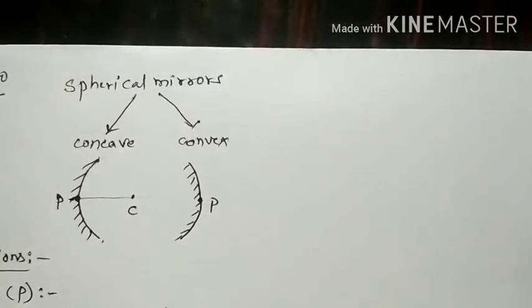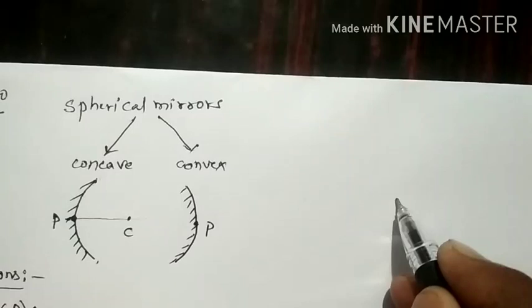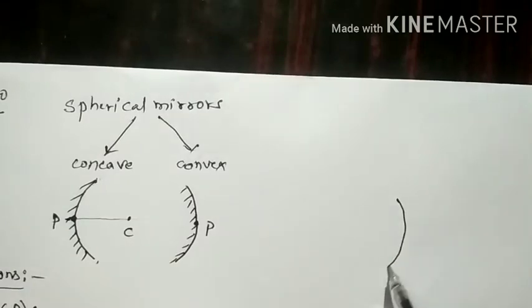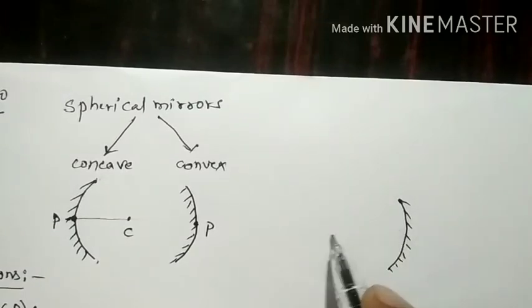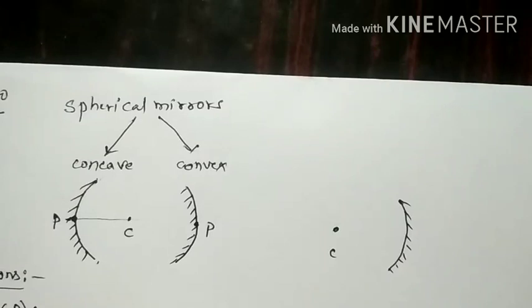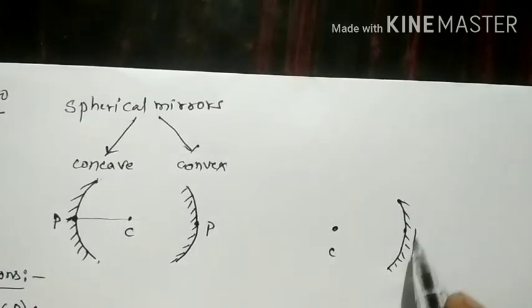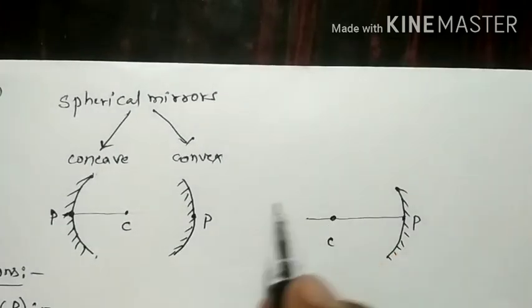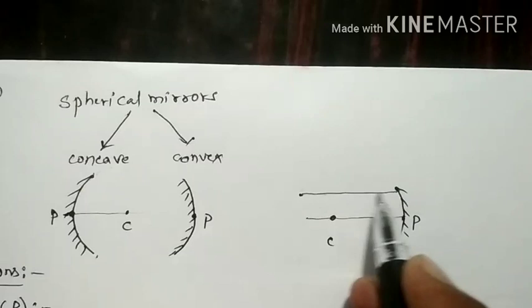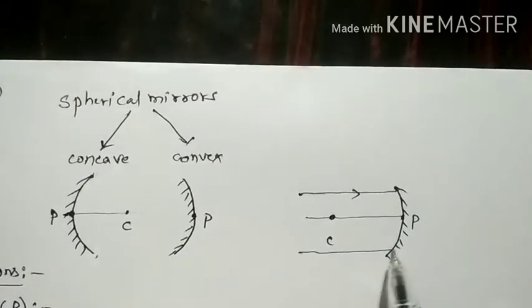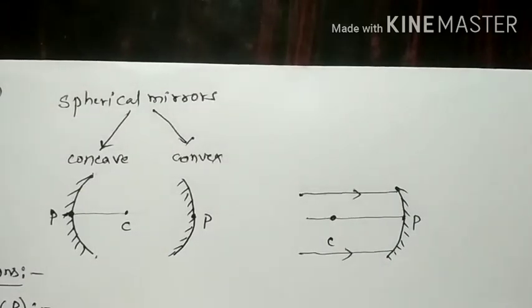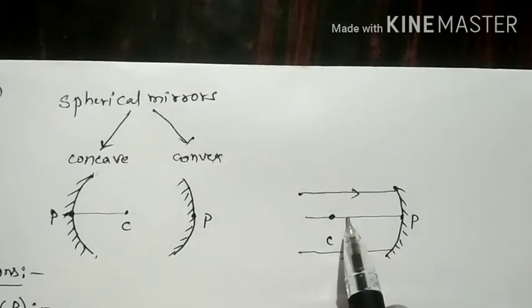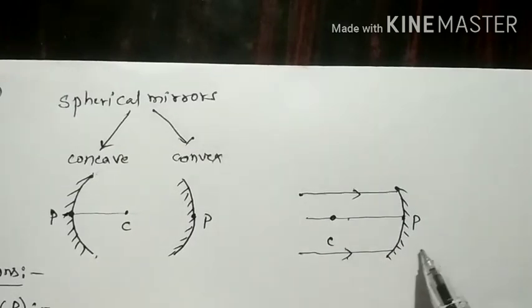To explain principal focus, consider a concave mirror. Normally we take the curvature to be very small, so the center of curvature is far away, and this is the pole. Draw a line connecting these 2 points. Let us consider a parallel beam of light incident on it, when the object is at a large distance. Parallel beam means the light rays are parallel to the principal axis, so the angle between the light rays and the principal axis is 0.